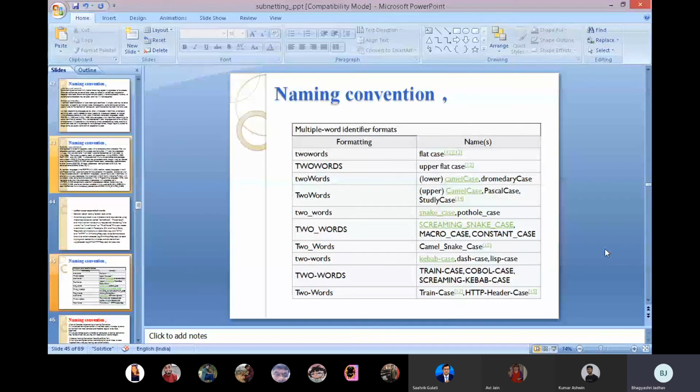That is flat case, upper flat case, camel case, Pascal case, snake case, screaming snake case, macro case, camel snake case, then kebab case, or dash case, where we use a dash. Train case: all are capital and we only use a dash. And the last one has the first letter capital, and the starting letter of the second word is capital. That is train case.